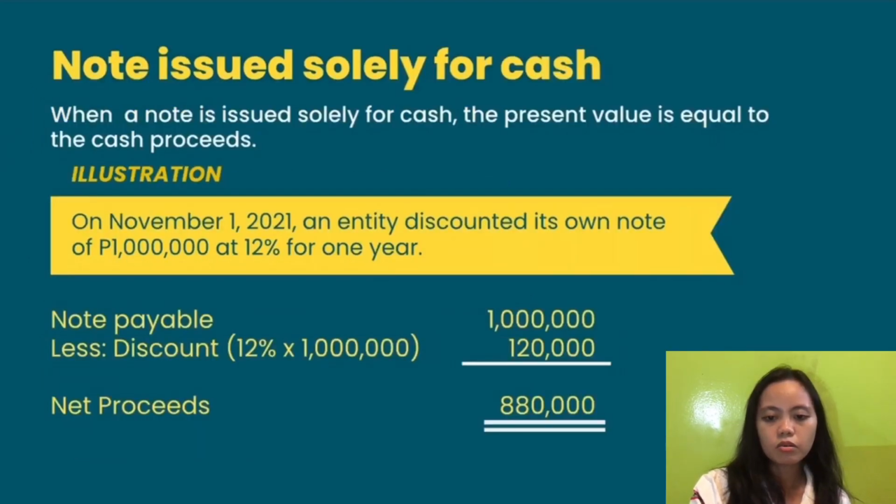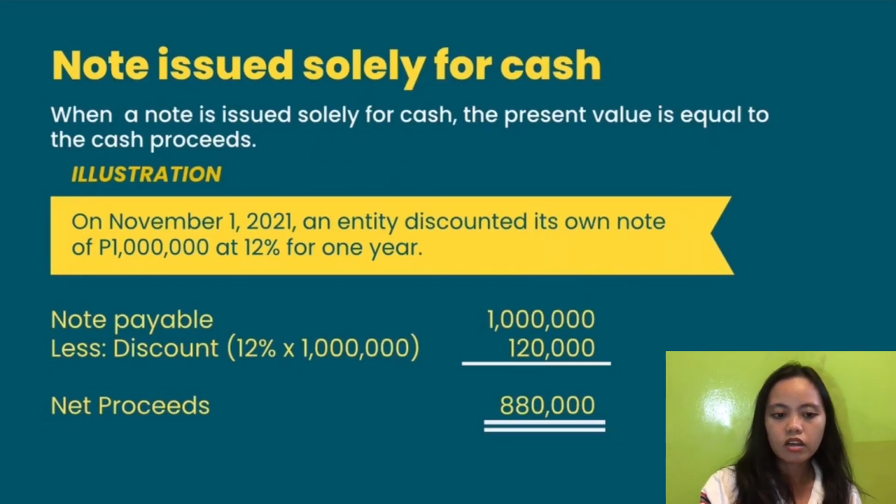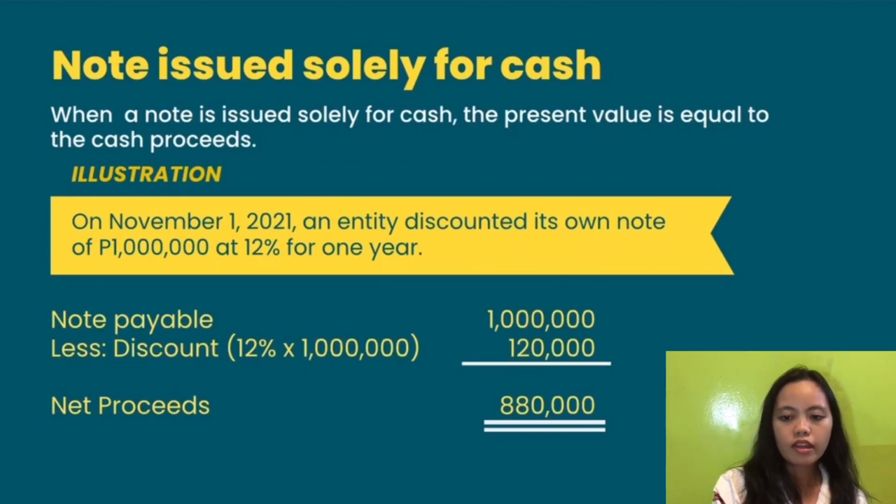Notes issued solely for cash. When a note is issued solely for cash, the present value is equal to the cash proceeds. An illustration: on November 1, 2020, an entity discounted its own note of 1 million at 12% for 1 year. As you can see, your note payable is 1 million. You multiply it by 12%, and then deduct it to get your net proceeds or cash proceeds.